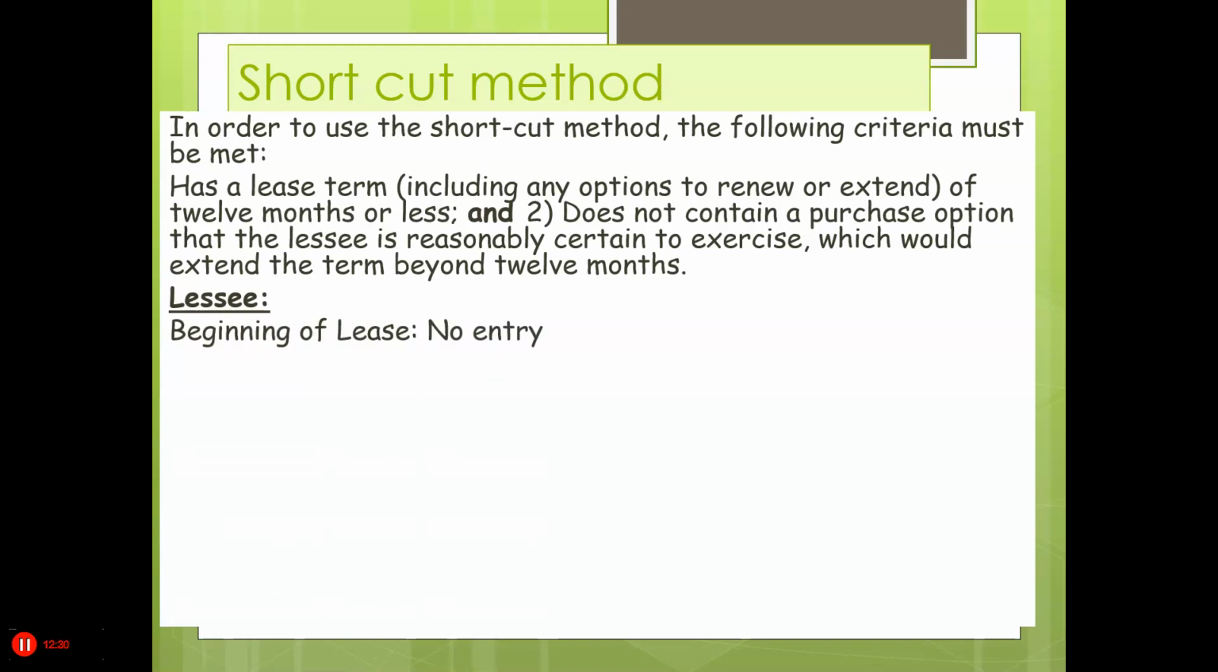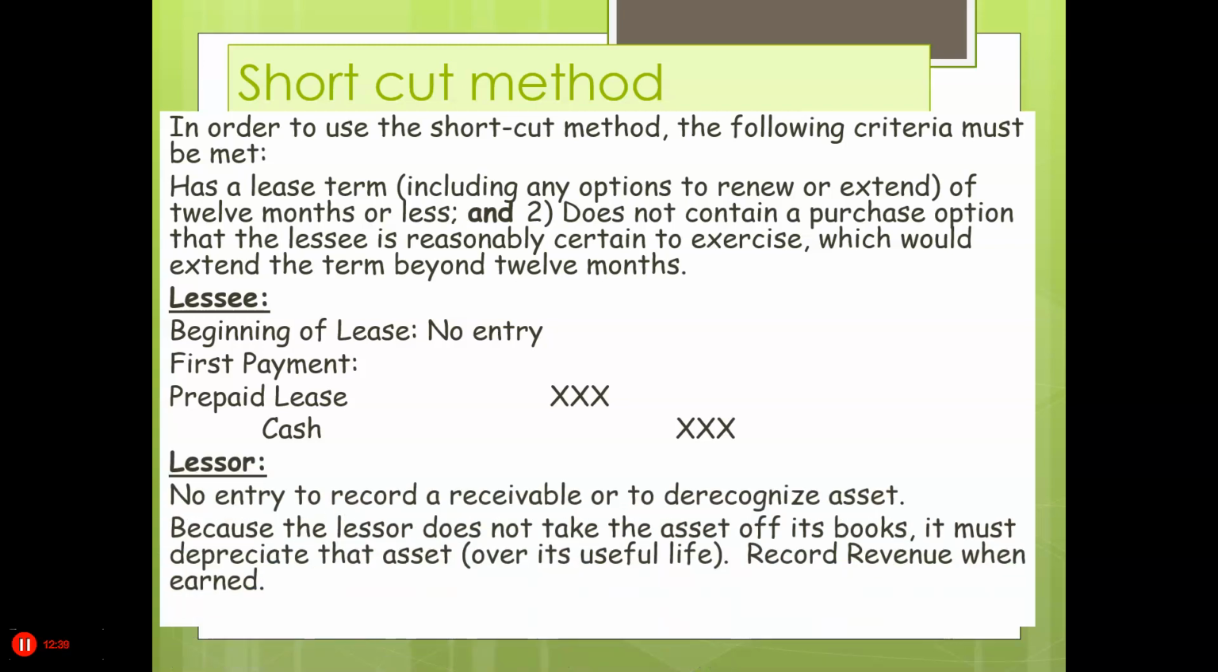Lessee, beginning of lease, no entry. You don't have to record the right-of-use. Their first payment would be prepaid lease, cash. Lessor, no entry is recorded. No entry to record a receivable or to derecognize an asset, because the lessor does not take the asset off its books. It must depreciate that asset and record revenue when earned.